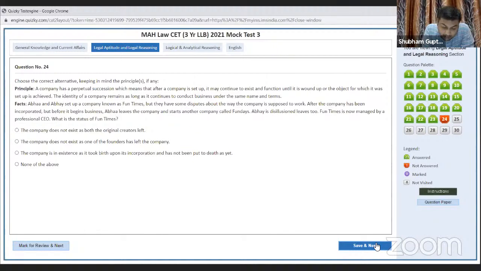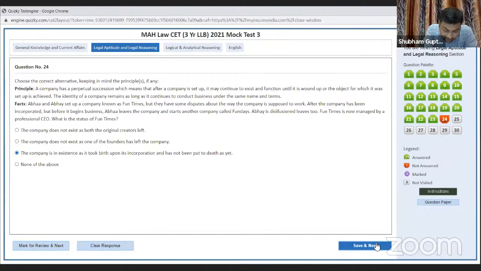Now let's move forward. A company has perpetual succession, which means that after a company is set up, it may continue to exist and function until it is wound up or the object for which it was set up is achieved. The identity of the company remains as long as it continues to conduct its business under the same name and terms. Abha and Abhay set up a company known as Fun Times, but they have some dispute about the way the company is supposed to work. After the company has been incorporated, but before it begins business, Abha leaves the company and starts a company called Fun Day. Abhay is disillusioned and leaves too. Fun Times is now managed by a professional CEO. So it is a company because it is managed by a professional CEO. So the company does not exist. This is wrong. Let's see.